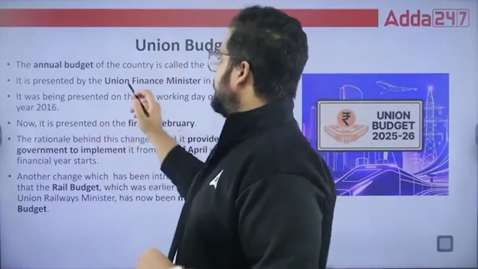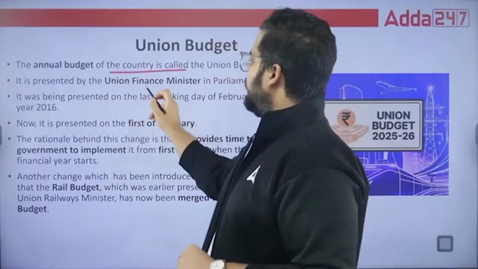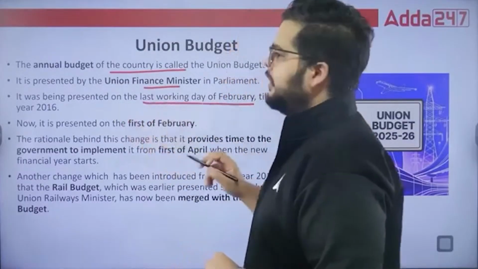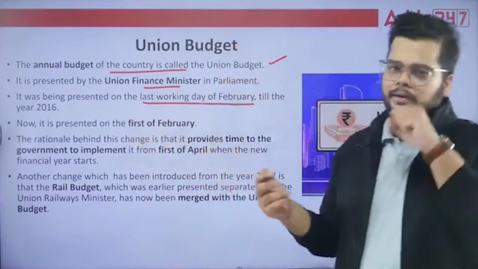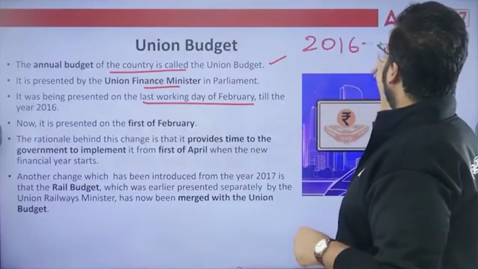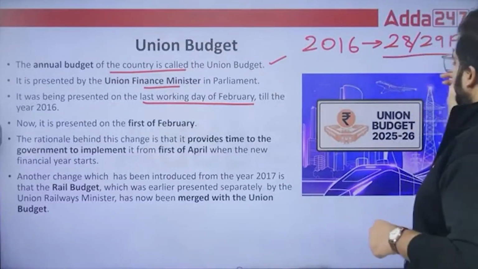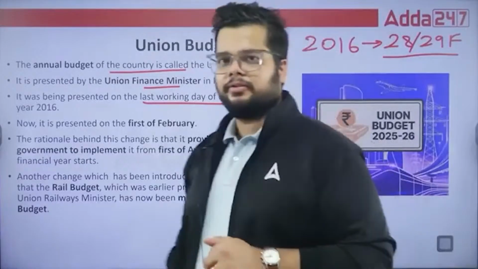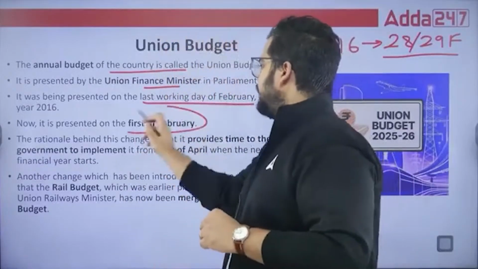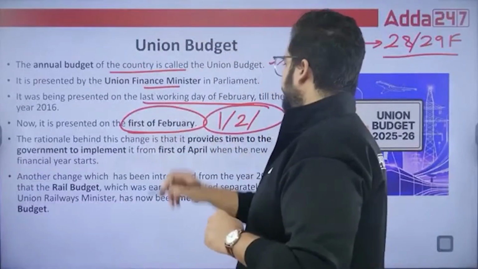So what is the union budget? The annual budget of the country is known as the union budget, presented by the union finance minister. It was being presented on the last working day of February. Earlier, till 2016, it was presented on 28th or 29th Feb. If it is a leap year, then the date will change. So like that it used to happen. But now it will be presented always, remember, on 1st of February.